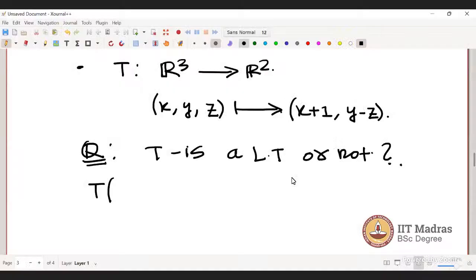So one thing I said earlier is that if T is a linear transformation, then it takes the zero vector to the zero vector. So one thing you can see here is that if you take the zero vector in R3, T of 0, 0, 0.